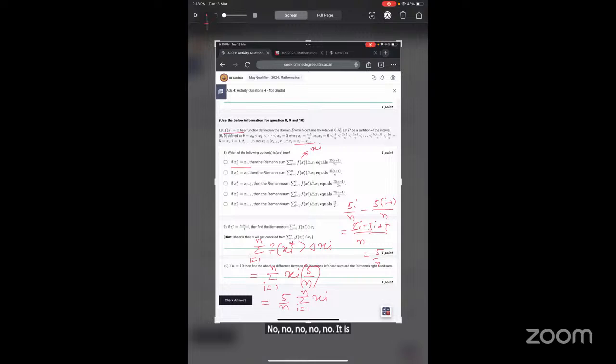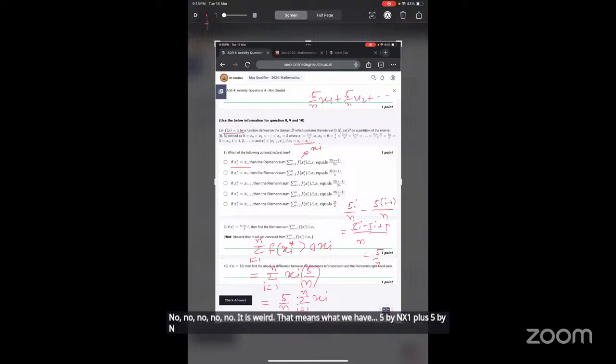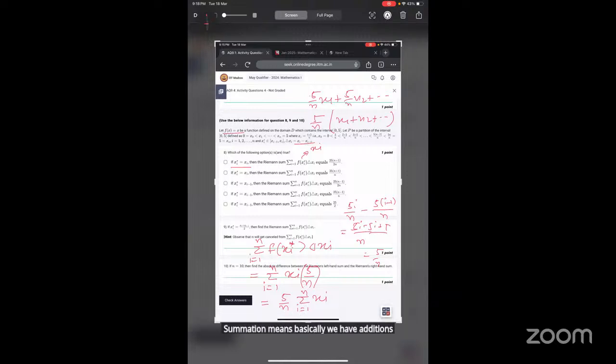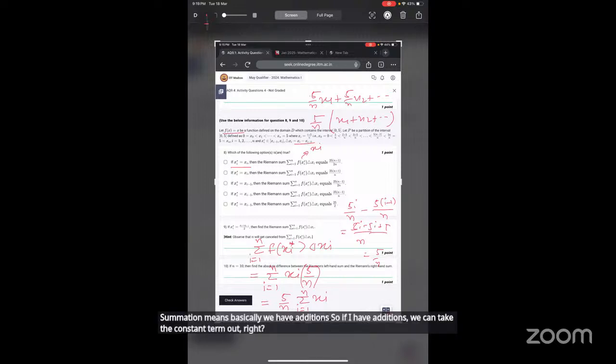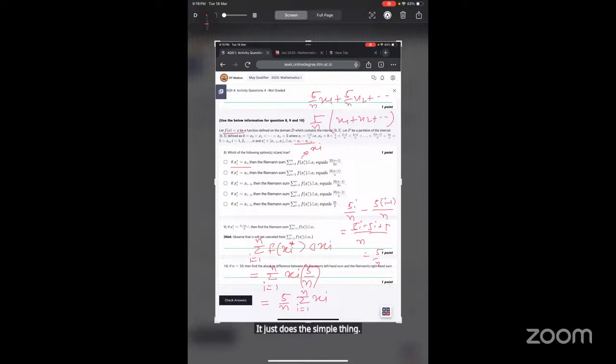That means what? We have 5 by n x1 plus 5 by n x2 and so on. We are taking this 5 by n out. We have x1 plus x2 and so on. So this is basically same, right? Summation means basically we have additions. So if I have additions, we can take the constant term out, right? It is just the simple thing. Is it fine? Yes, madam.